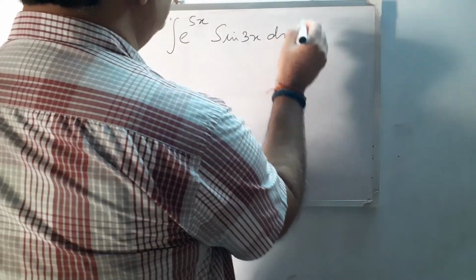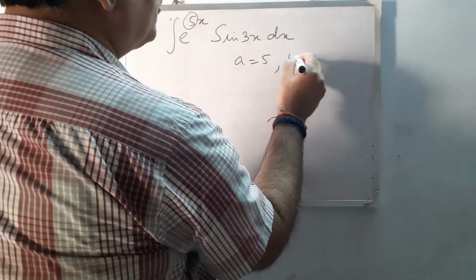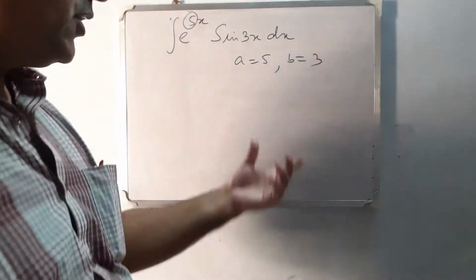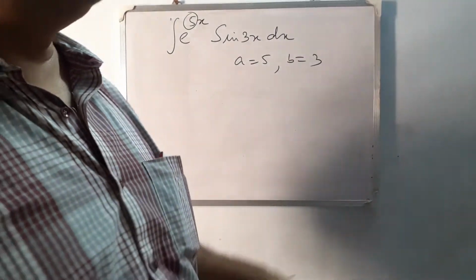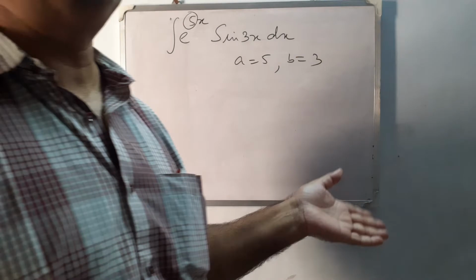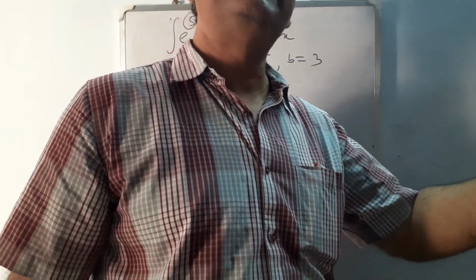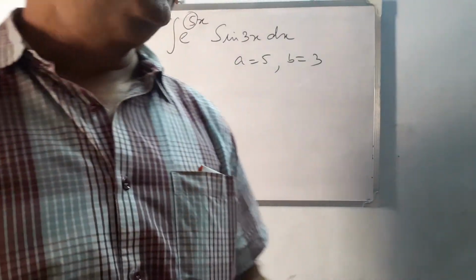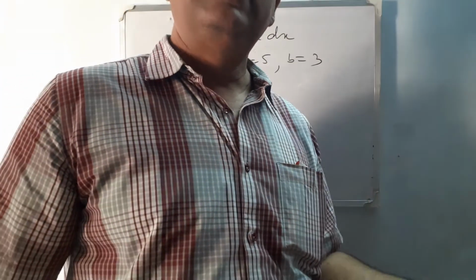Now you can observe that in the place of a we have 5, in the place of b we have 3. So do not try to apply the formula in HS. Remember it. For competitive exams, you can remember the formula that it is e power ax by root a square plus b square sine bx minus tan inverse b by a plus c. That will be your answer.